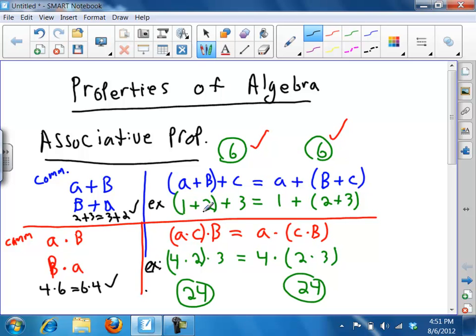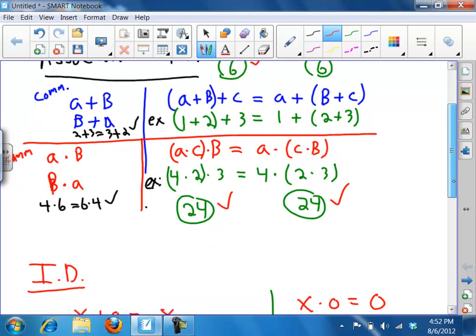This is a multiplication associative property. So a times c and then times b, or c times b and then times a. Doesn't matter what order. For this we'll use 4, 2, and 3. So a is 4, c is 2, b is 3. A times c, that'd be 8 times 3. 8 times 3 is 24. Okay. C times b, that'd be 6. 6 times 4, 24. So we see once again that it works. Okay. Let's go down a little bit here.